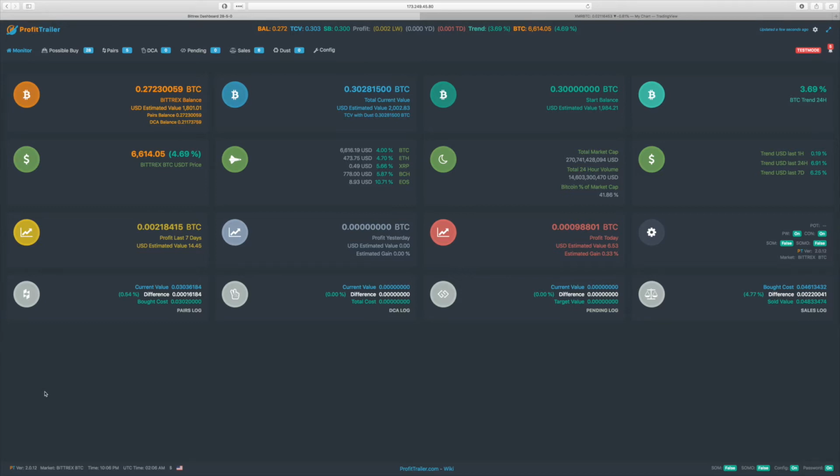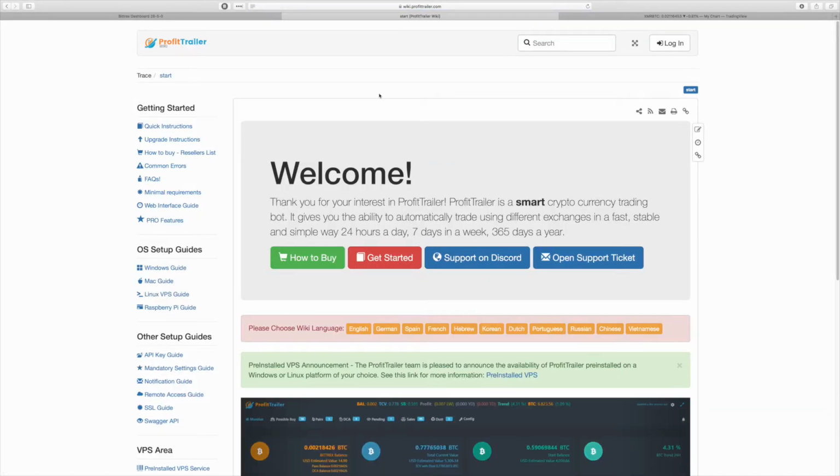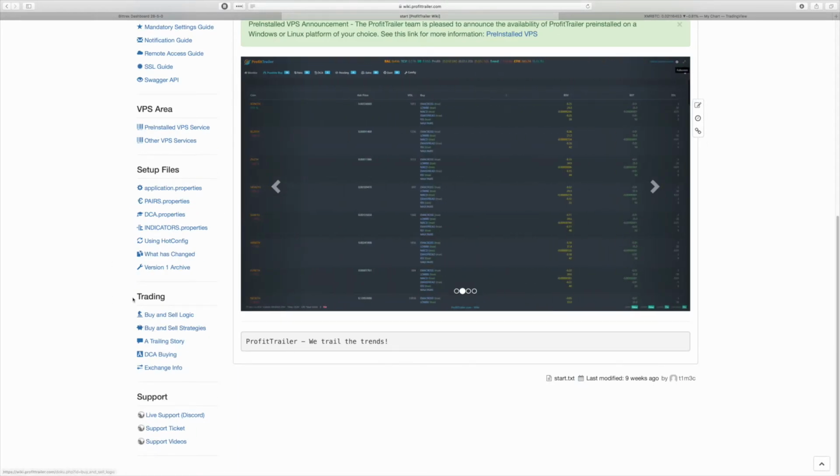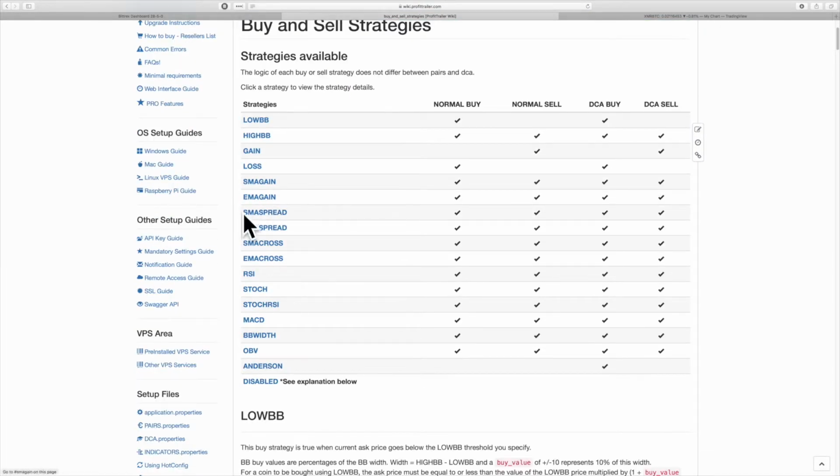So without further ado, let's take a look at the wiki and see what EMA and SMA cross are all about. Down here at the bottom, I just click the wiki link at the bottom of the trading window, and here we go to the ProfitTrailer wiki. Scroll down on the left-hand side till you see the trading submenu and click buy and sell strategies. That will take us to this page, in which right here in the middle of our familiar matrix, you have SMA cross and EMA cross. I'm circling the wrong ones there.